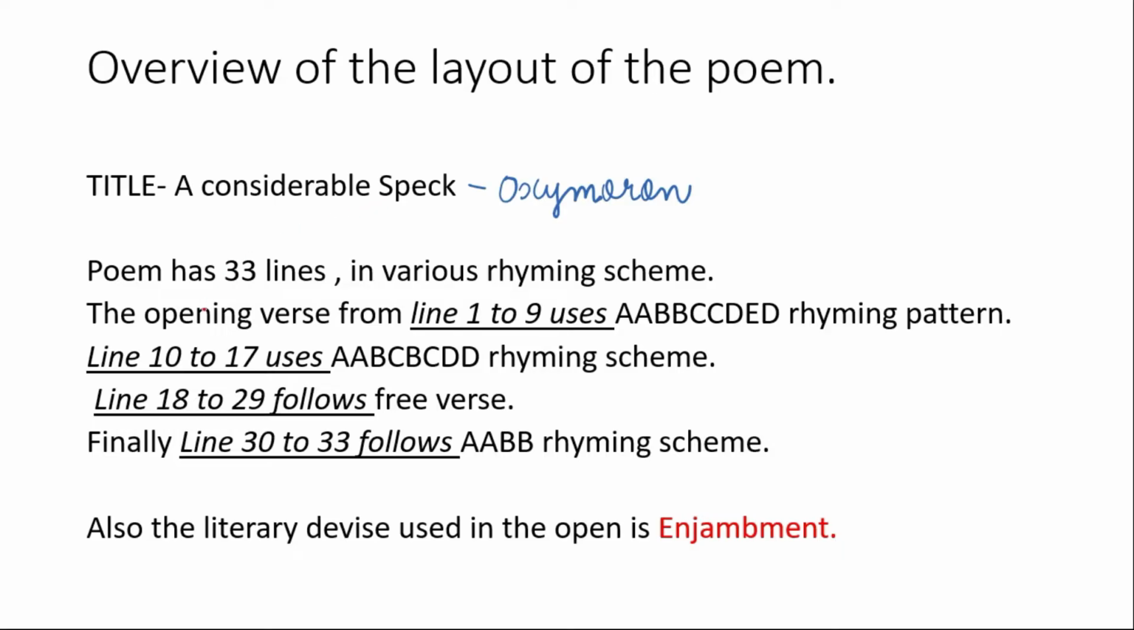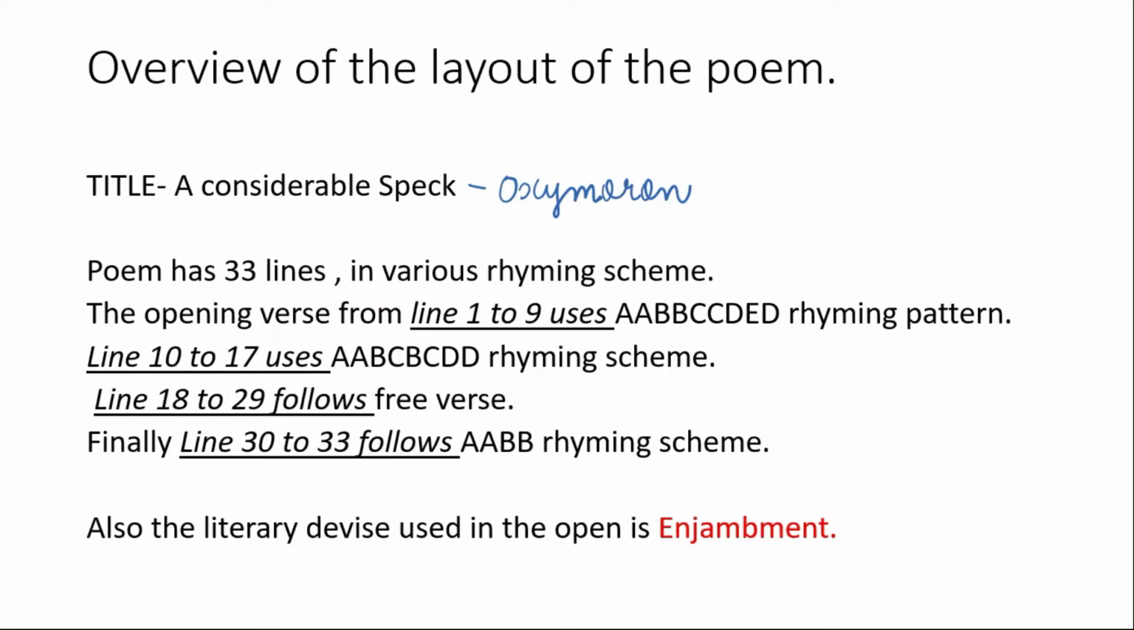Okay, if we look at the overview of the layout, the poem has a total of 33 lines in various rhyming schemes. Usually when we see a poem, it has a particular type of rhyming scheme or it is in free verse. But here, various lines have various kinds of rhyming schemes, which we will go through later.